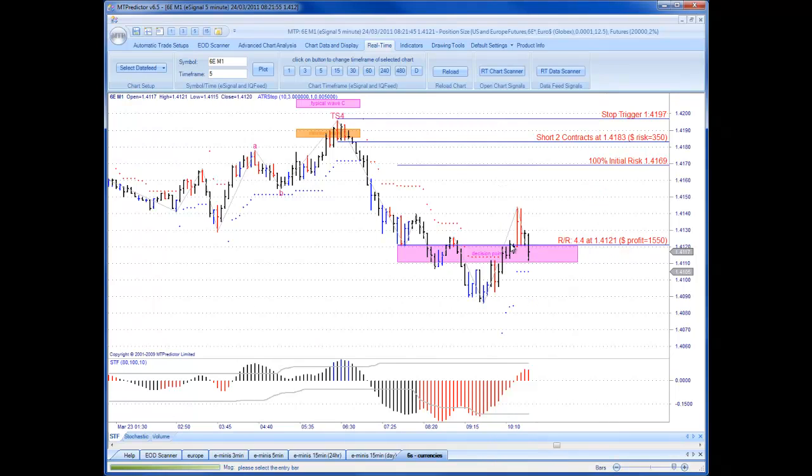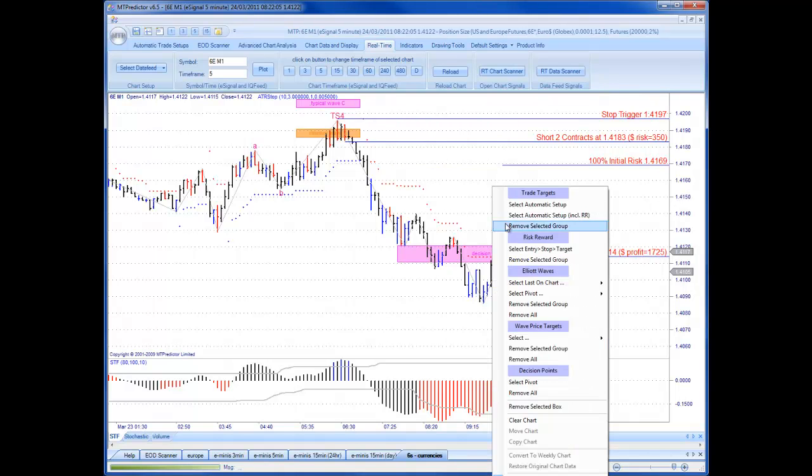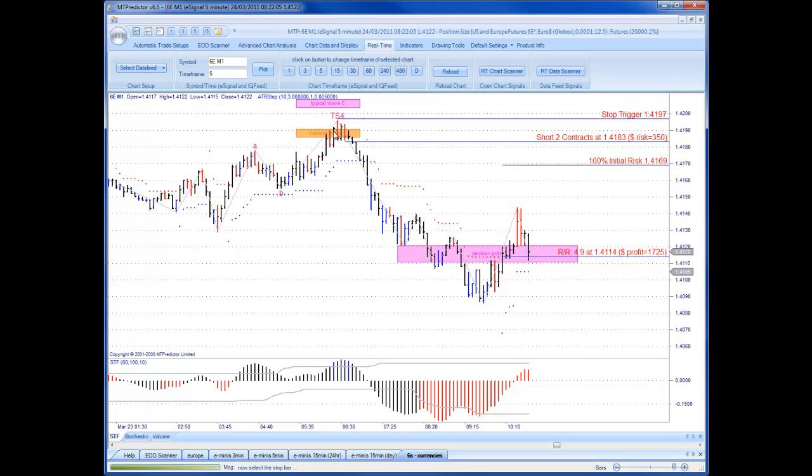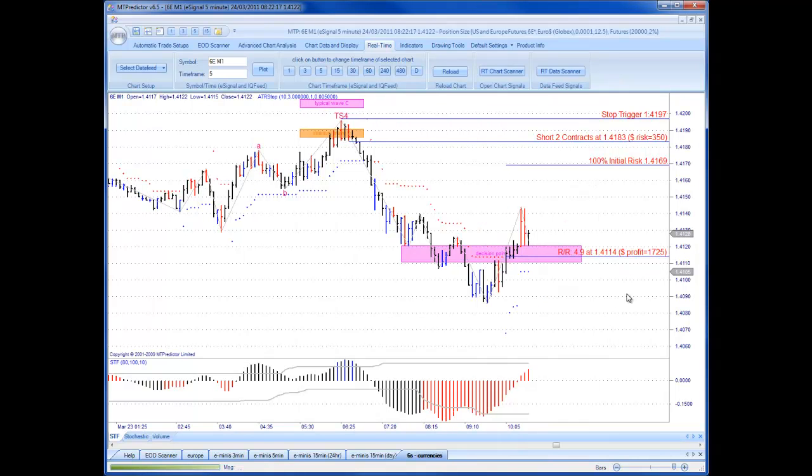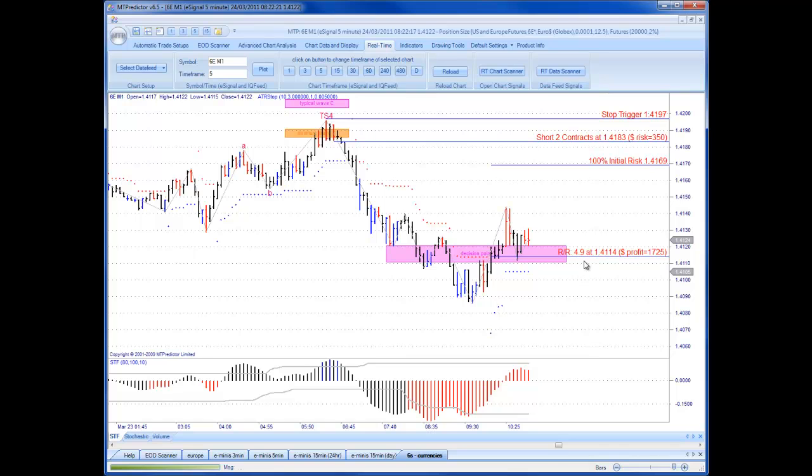So if I now use the manual risk reward tool to place what the profit would be when the market was stopped out, which would be as the market went through the ATR stop, which was that level there. So I just missed that slightly, so I'll just do that again. It was actually that level there, which was actually 4.9R, so that's near enough a 5R profit.